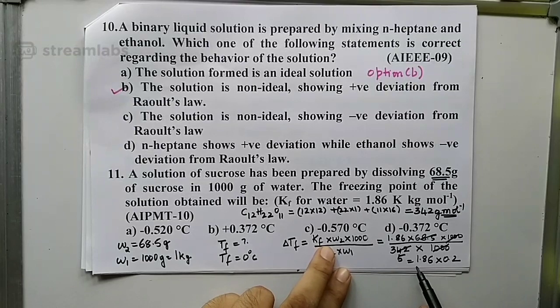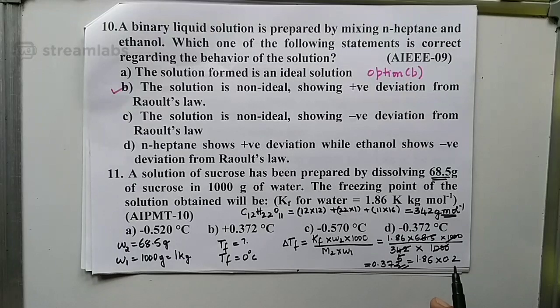This is equal to 0.372. You can take it as 18.6 into 2, so 18.6 into 2 is nothing but 37.2. Adjusting the decimal point, it comes out to be 0.372. So you got the value of delta TF.